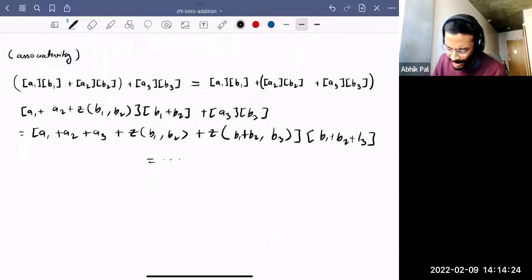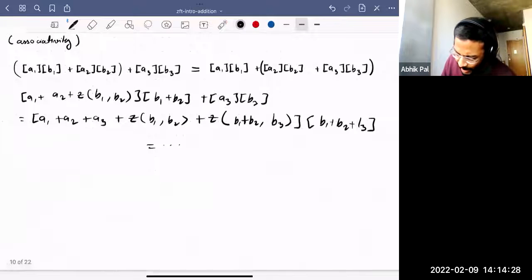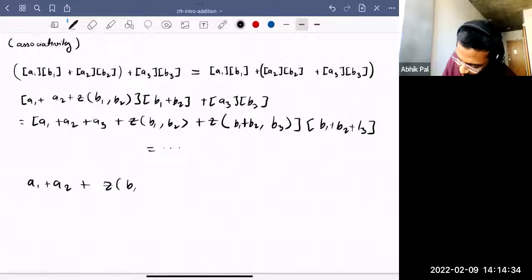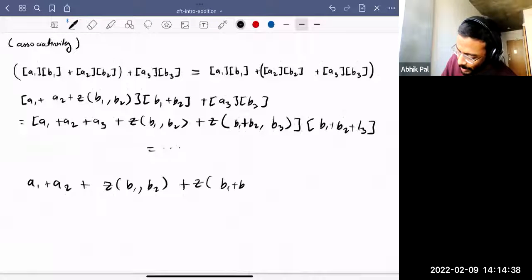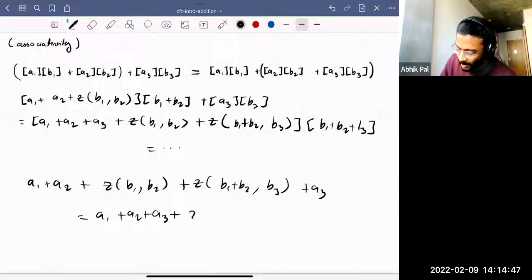But what I really care about is the tens place that I get on the left and the right side. The tens place that I get is A1 plus A2 plus Z(B1, B2) plus Z(B1 plus B2, B3) on the left-hand side. And on the right-hand side, I get A1 plus A2 plus A3. And now I have a bunch of carries, but they come in a different order.